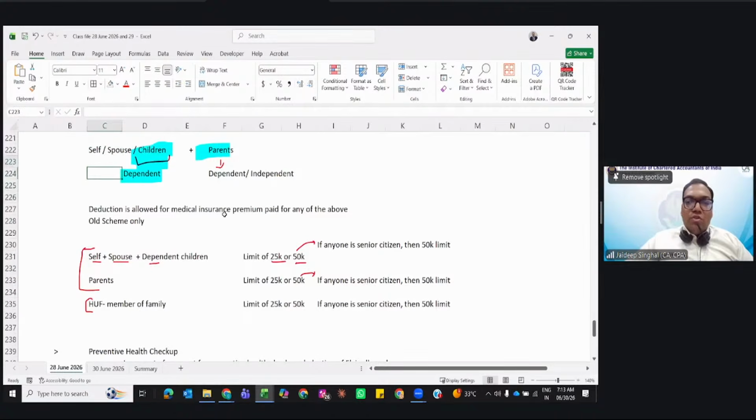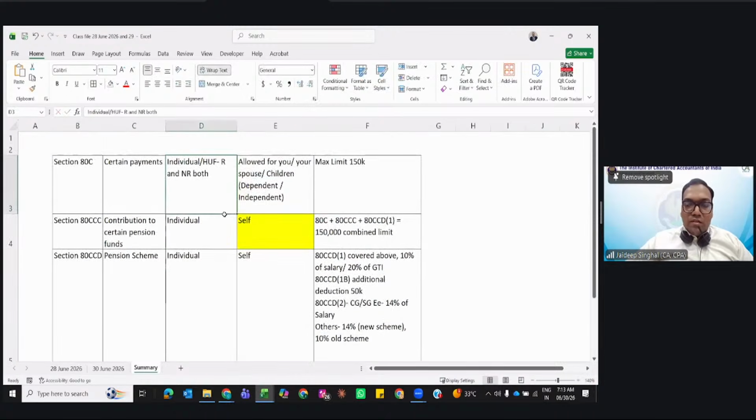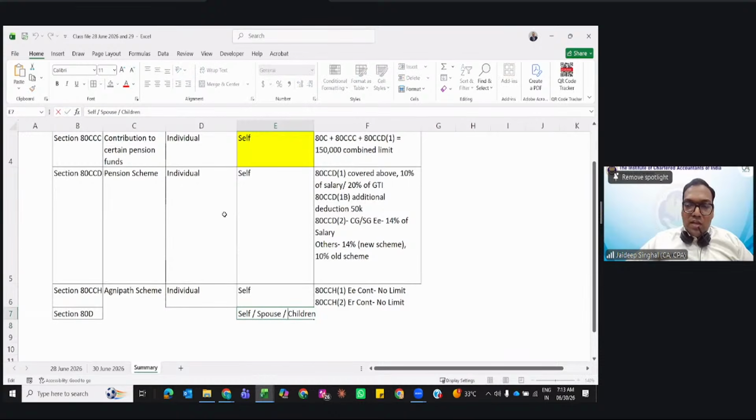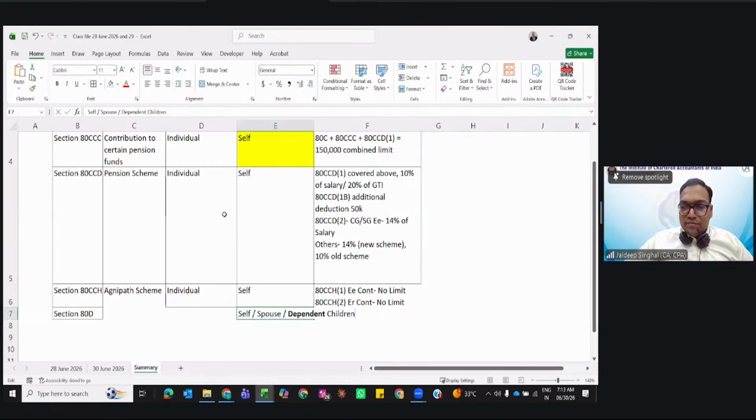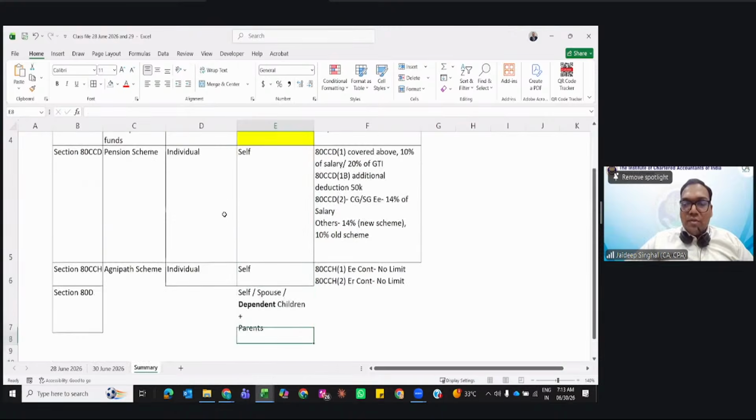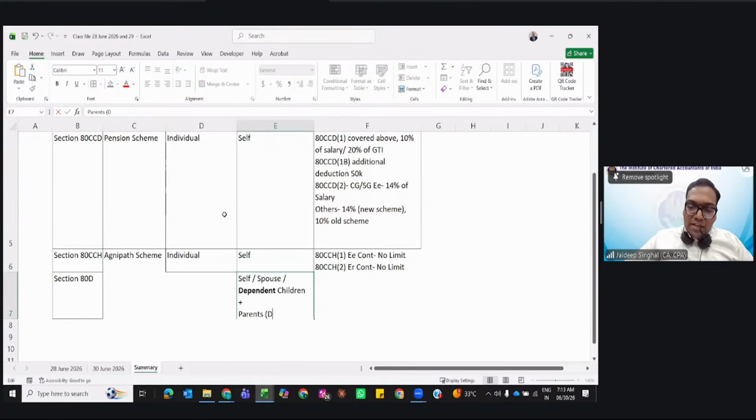80D is for what you do for self, spouse, and dependent children. Plus, parents are also covered here. Parents can be dependent or independent. I am highlighting it differently so that you are able to compare from above. Dependent is the additional condition above, and here parents can be dependent or independent. Parents are also added in this section.